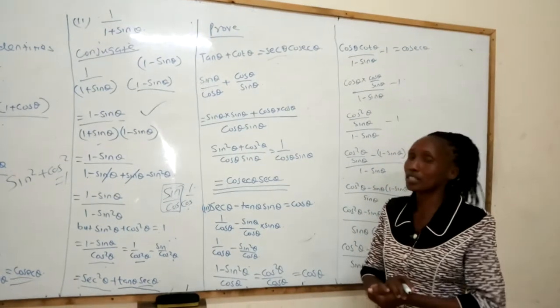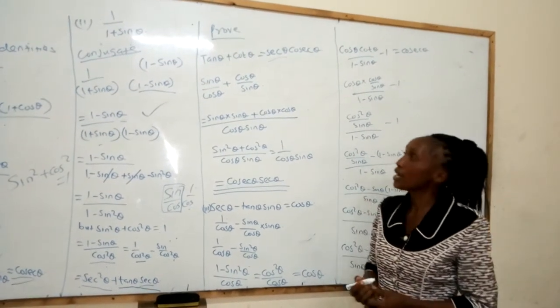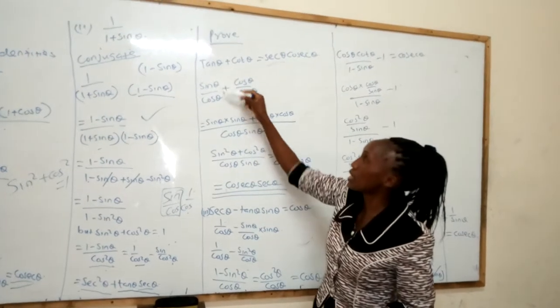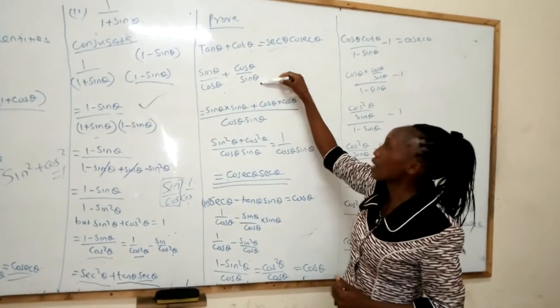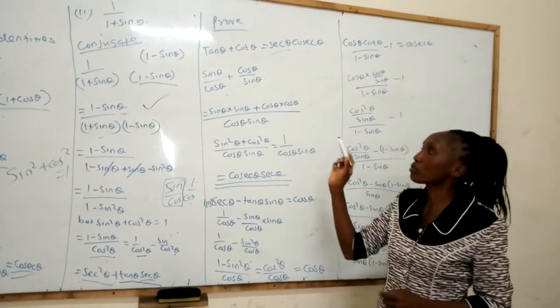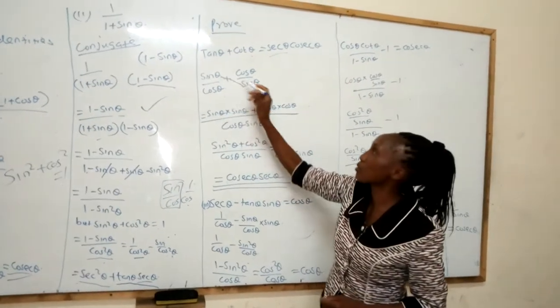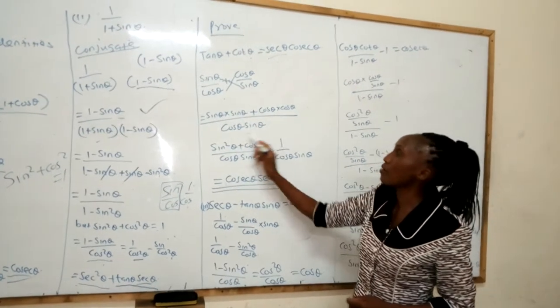Using the identities of a triangle, tan is the same as sine over cos. Cot is the reciprocal of tan, that is cos over sine. Because you have the cot plus tan, you cross multiply: sine times sine, cos times cos, and then you have the LCM.